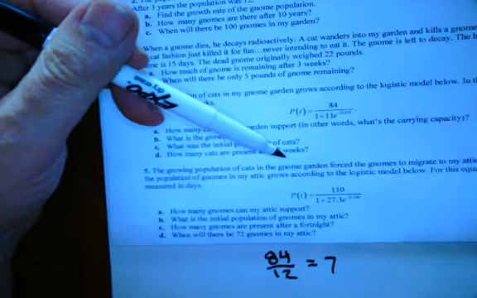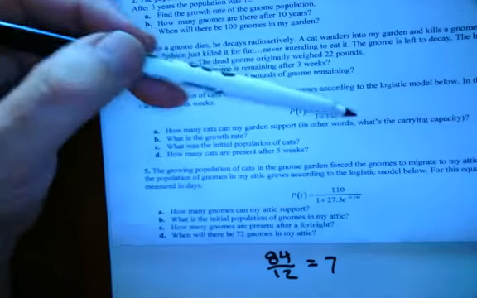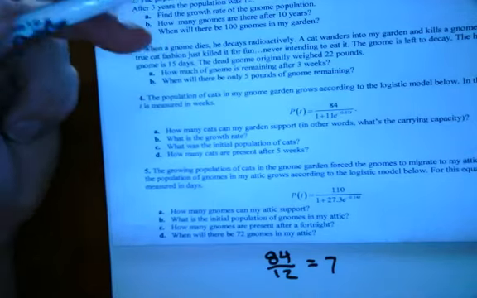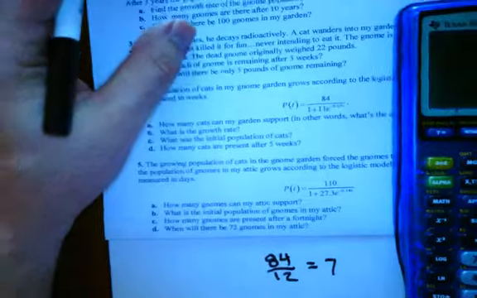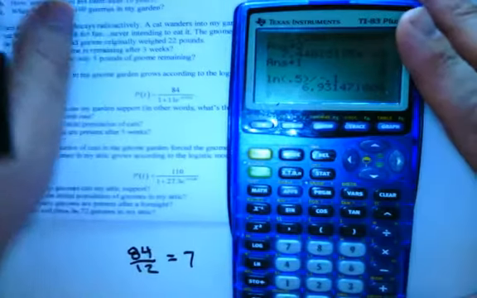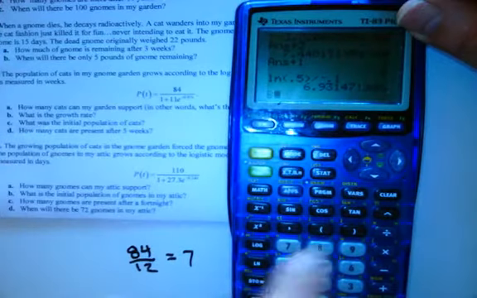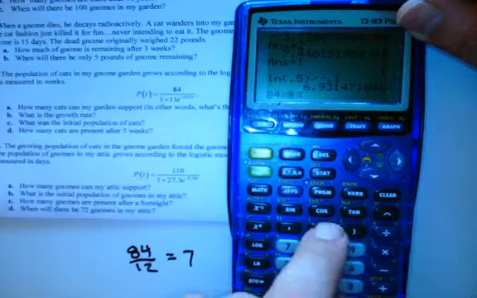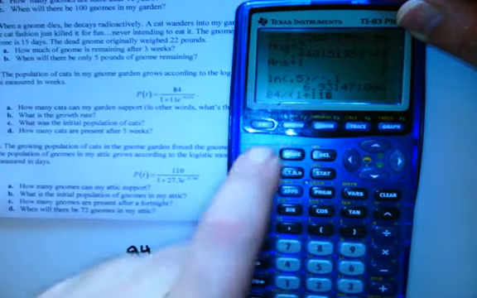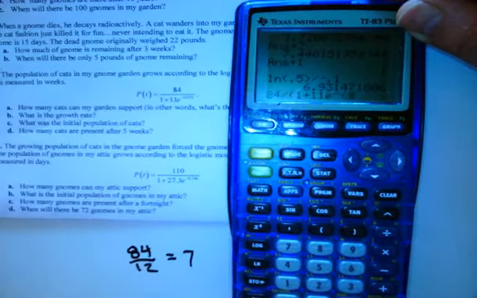Originally, there were 7 cats. Okay? And how many cats are present after 5 weeks? Well, remember they told us that time was measured in weeks here. And so to find out how many cats there will be after 5 weeks, all we need to do is plug a 5 in for t here.